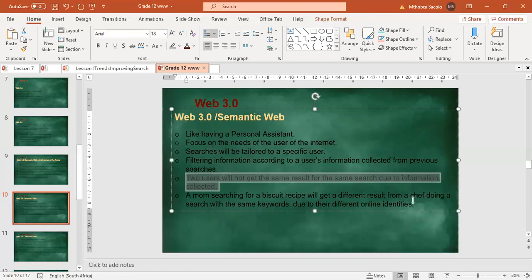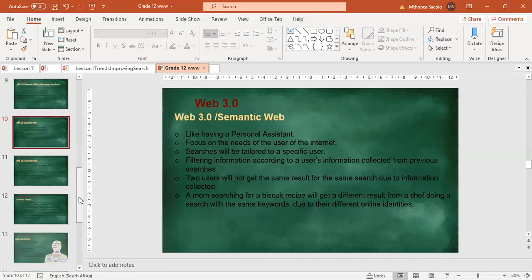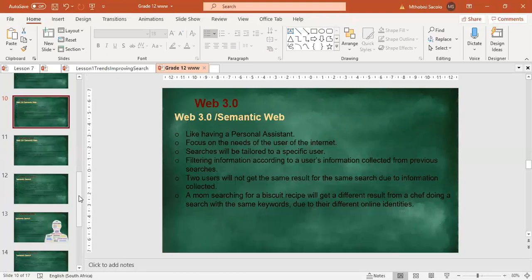Okay, so some other important thing is this: online identities. What do they really mean by this? It's exactly what I have been talking about. Your online identity is different to someone else's online identity. What you always search when you're online is going to be different to someone else.